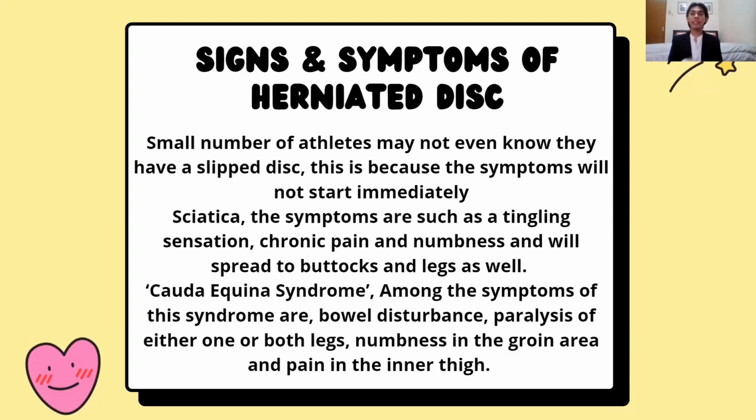There are two types of severe symptoms of a herniated disc. First is known as sciatica. The symptoms of sciatica are a tingling sensation, chronic pain, and numbness that spreads from the buttocks all the way to the end of the leg. The next is a more severe and also rare condition known as Cauda Equina syndrome. The symptoms are bowel disturbance, paralysis of one or both legs, numbness in the groin area, and pain in the inner thigh.